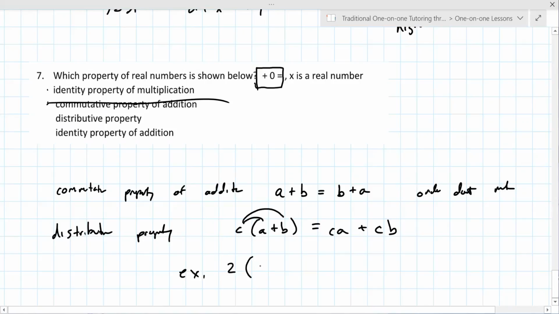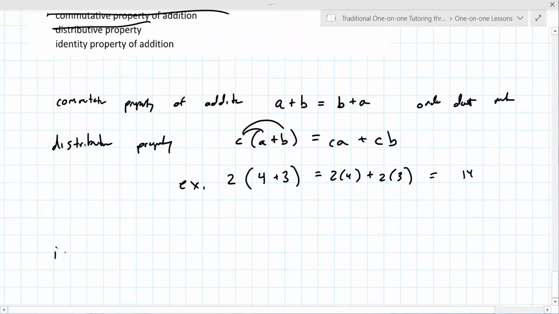Let's say it's 2 times 4 plus 3. So 4 plus 3 is 7. 2 times 7 is 14. But what if we use the distributive property? What is 2 times 4 plus 2 times 3? This is 8 plus 6, which is still 14. Now you would always add first, but maybe seeing it this way, you'll see, oh, that's what they mean by that. You distribute in. Get it. Okay. All right. Now the identity property of addition, we'll do that one next.